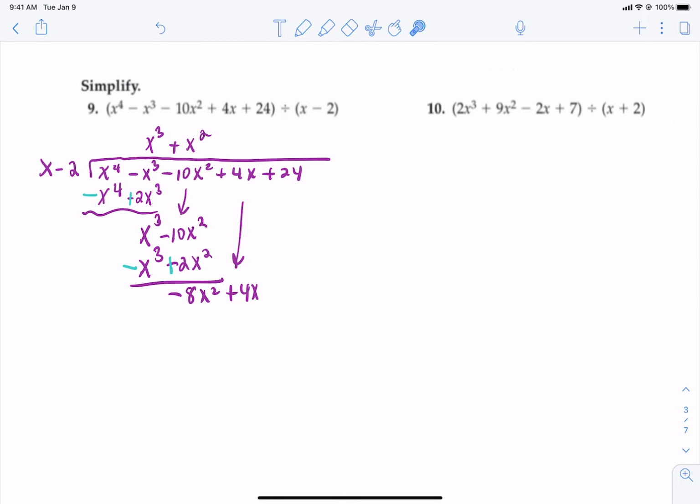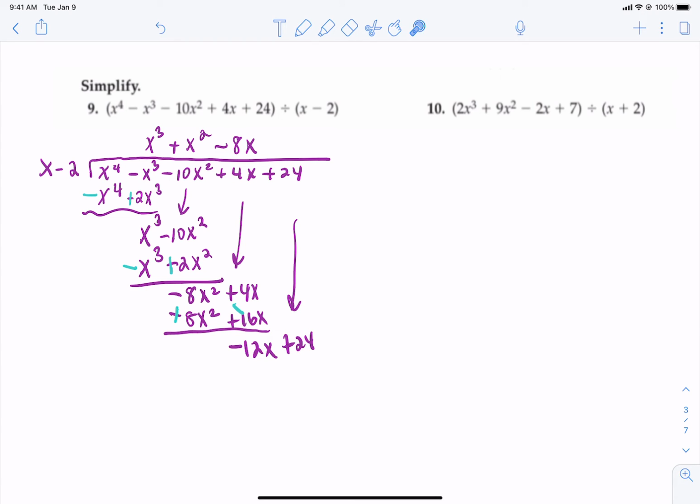Now we're asking ourselves, what times x will give me negative 8x squared? And that would be a negative 8x. Put it on top. Now we're going to distribute it. When we multiply it by x, we get negative 8x squared. When we multiply it by negative 2, we get positive 16x. Put your addition line. We are subtracting, so change the signs of both. Negative 8 plus 8 is 0, so that first term goes away. 4 minus 16 is negative 12x. Bring down your last term.